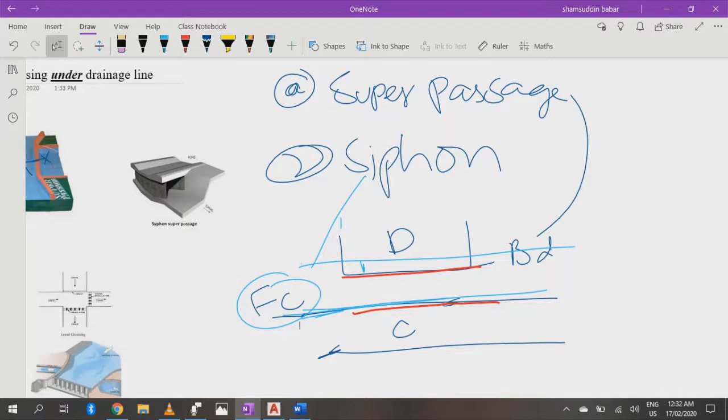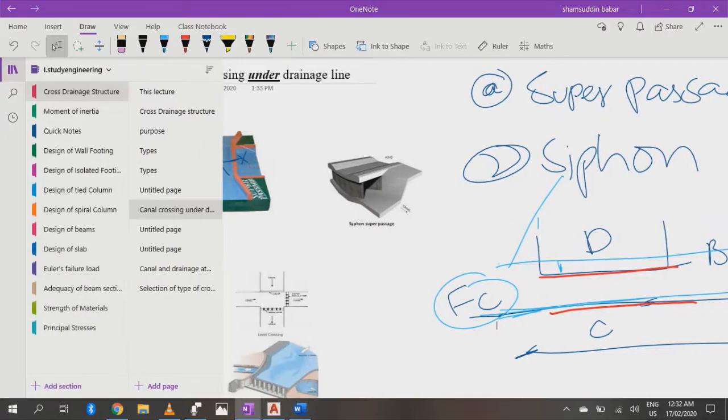A simple, low maintenance structure can be provided for a super passage, just like a pipeline. But when it comes to the design of a siphon, we have to make sure of everything, because this might be a lot costly and we have to make it safer. So we are going to learn the design of a siphon.